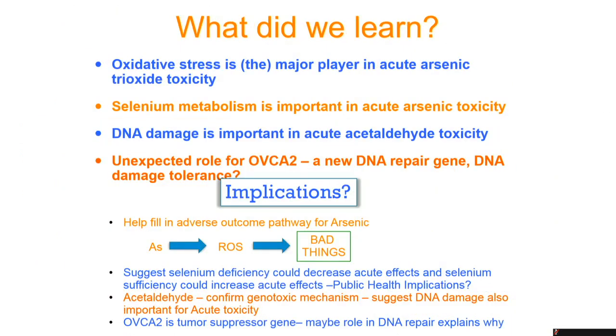So finally, what have we learned? Well, it's reinforced that oxidative stress is really important. It's suggested a maybe not completely unexpected, in retrospect, role for selenium metabolism. It suggests that DNA damage is really important in acute aldehyde toxicity. We've got a new gene where we have no idea what's going on. How can we use this? Well, my hope is that although any one screen isn't going to tell you everything about the process, it helps fill in some of the holes in our knowledge, and that the use of this can help us work out these adverse outcome pathways.